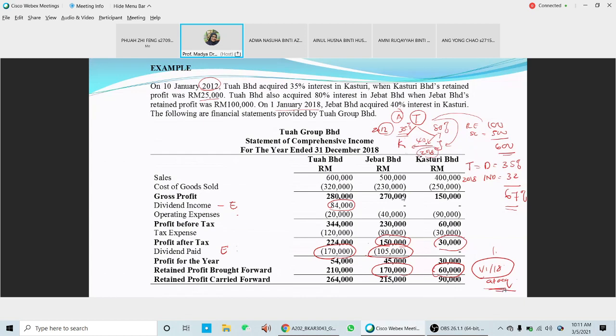So altogether, you're going to have indirect interest. Directly, Tuah has 35%. Indirect through Jebat is another 32%. So the total interest of Tuah in Kasturi will be 67%. So we said that on 1st of January 2018, Tuah has indirect control over Kasturi. This is the information that we have.